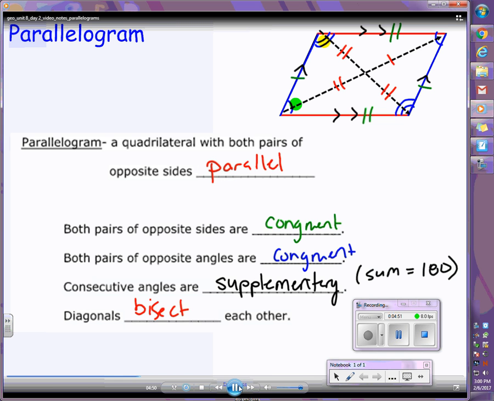So make sure you remember that the diagonals are going to split each other into two. Notice the different type of tallies that I've used. And so make sure you pay attention to which ones have the same type, because those will be the ones that are congruent.